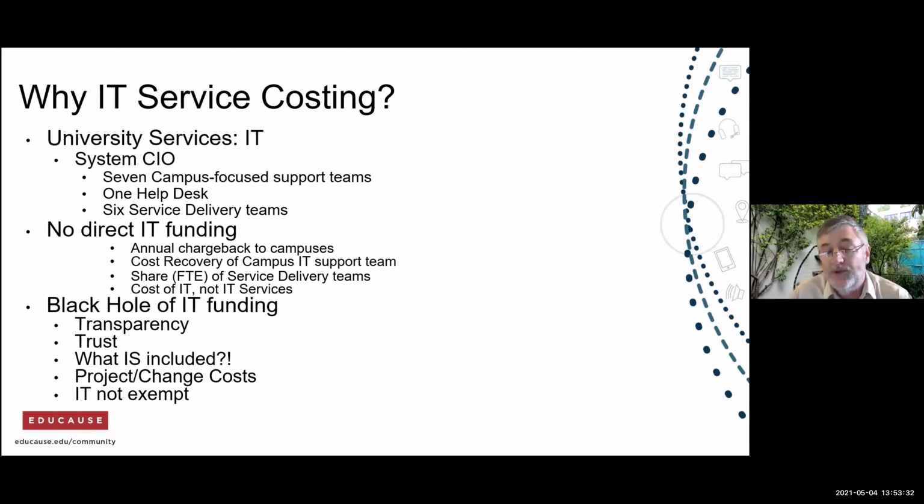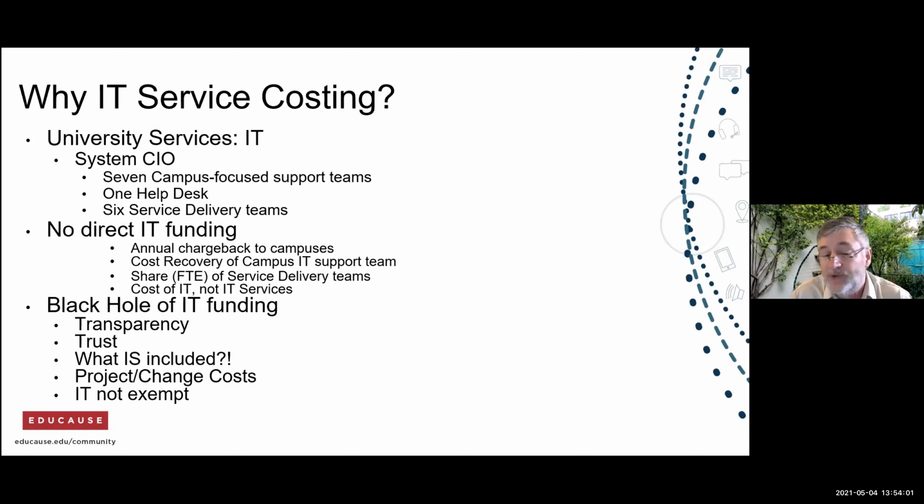We work with and support anyone from anywhere in the system, no matter where we in IT happen to be located. Also interesting is IT has no direct funding from the university's state contribution. Our operations are charged back annually to campuses based on their size. This puts the focus on the cost of IT, not the cost of IT services. Hence it is a bit of a black hole in that money goes in, but information doesn't come back out about exactly how campuses benefit from their annual IT charge.